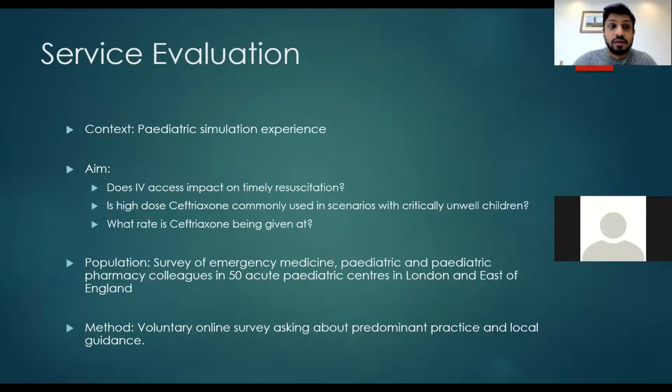So what we set out to do was essentially a service evaluation across 2 regions and to describe practice. The context I've already set out, and we tried to understand whether IV access impacted on timely resuscitation as far as clinicians were concerned in the regions.